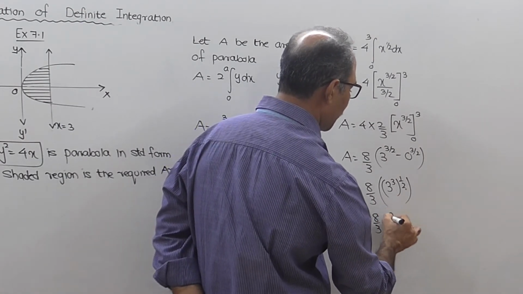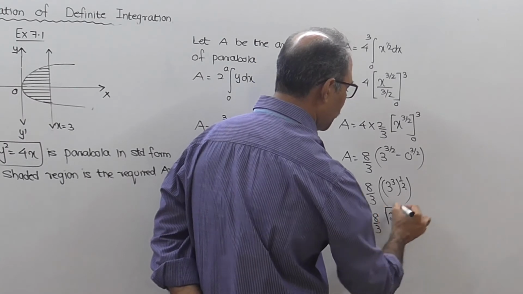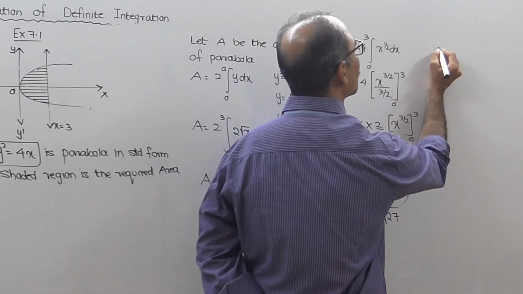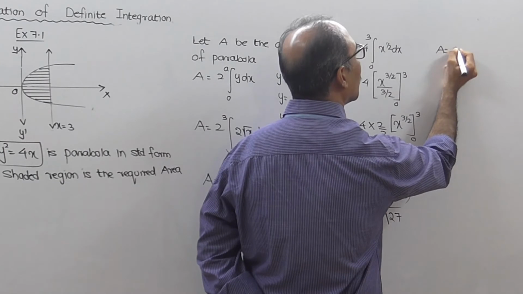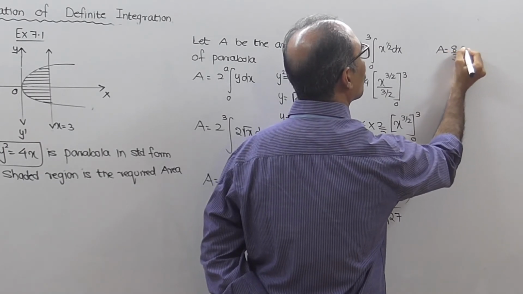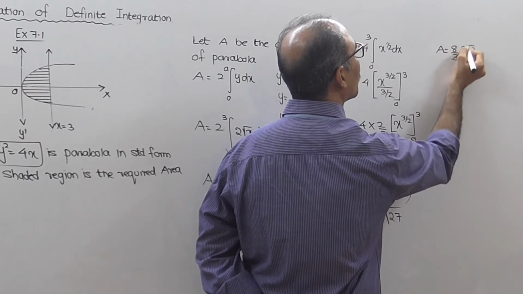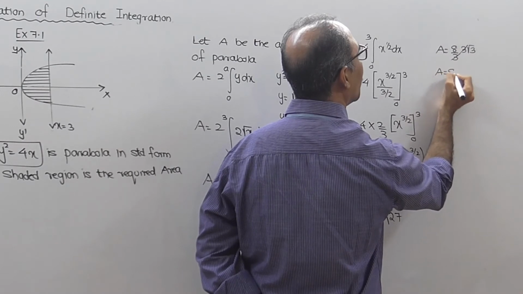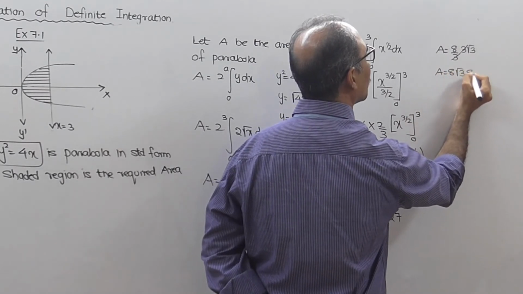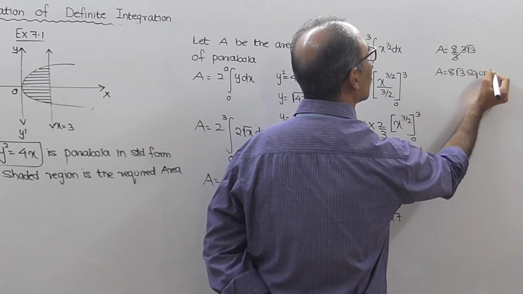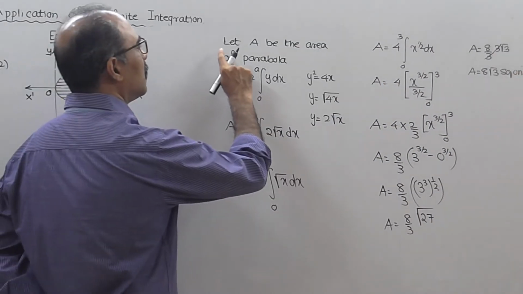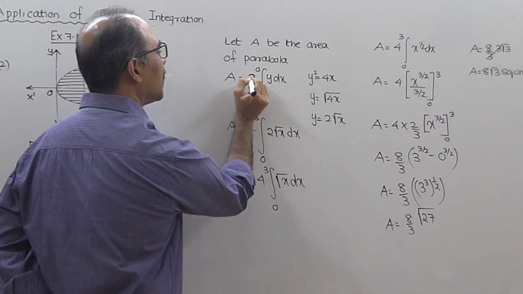3 cube is 27 and raised to half means root of 27. So the area will be 8 upon 3, root of 27 is 3 root 3. Cut it. Therefore your area will be 8 root 3 square units. See, now I'll try to explain why we are taking this 2.